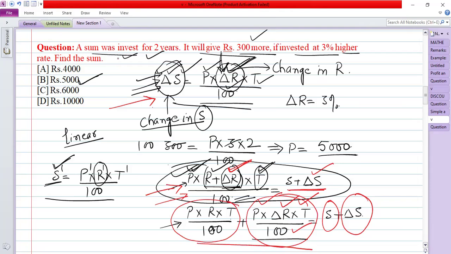Now, this question was based upon change in the rate, keeping the principal amount P and time the same. On the same lines, a change in the principal amount may also be asked.